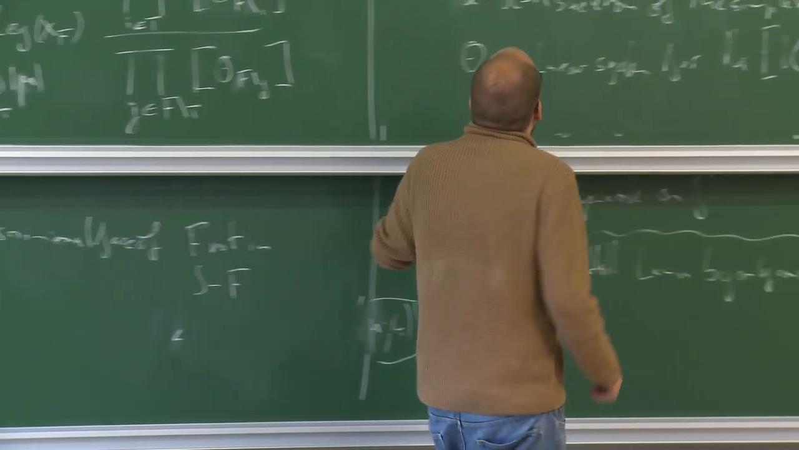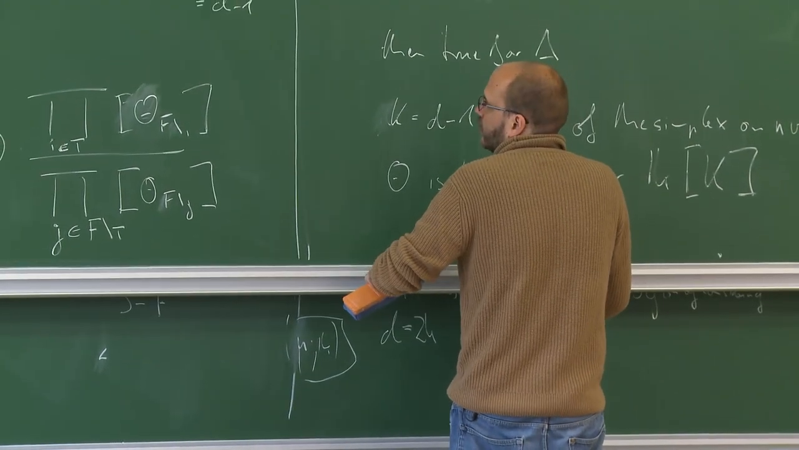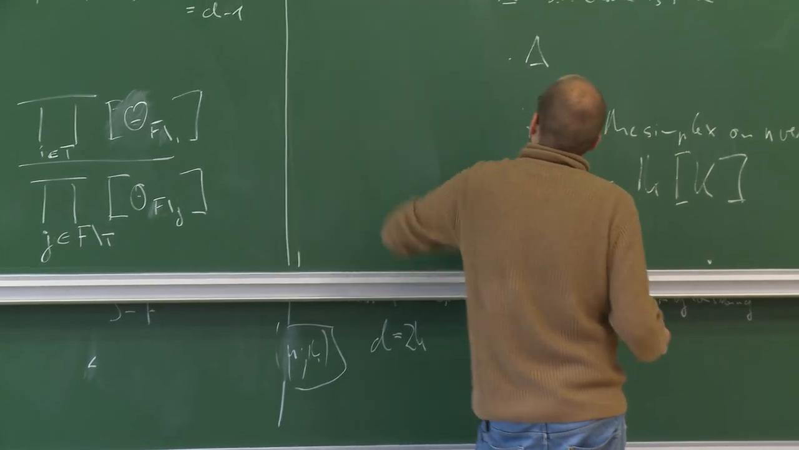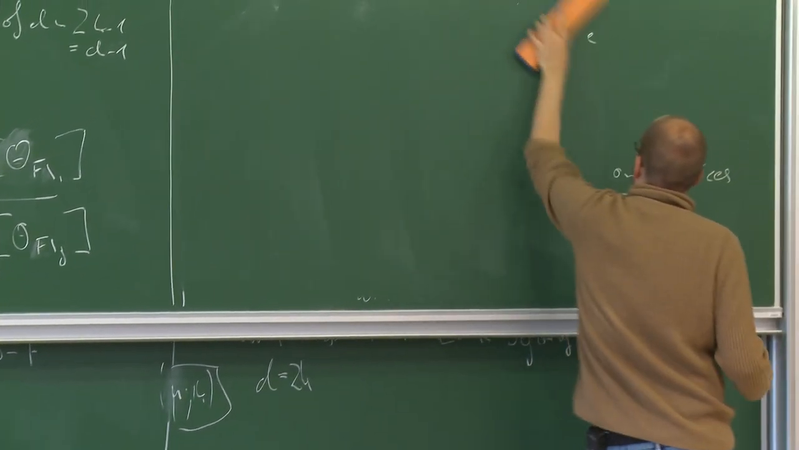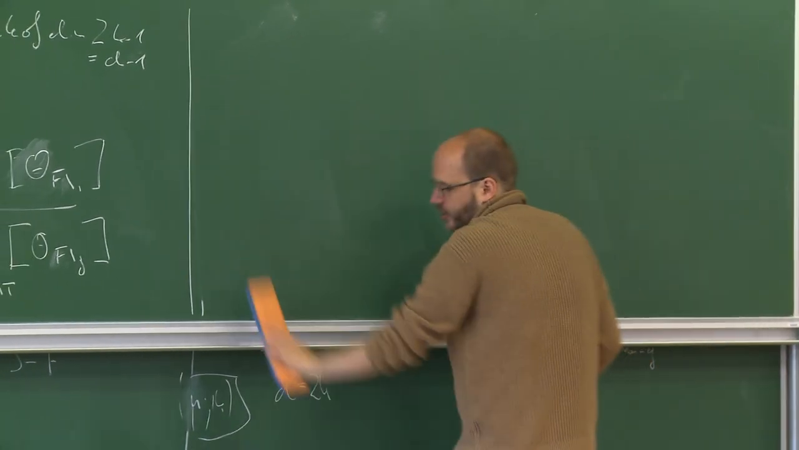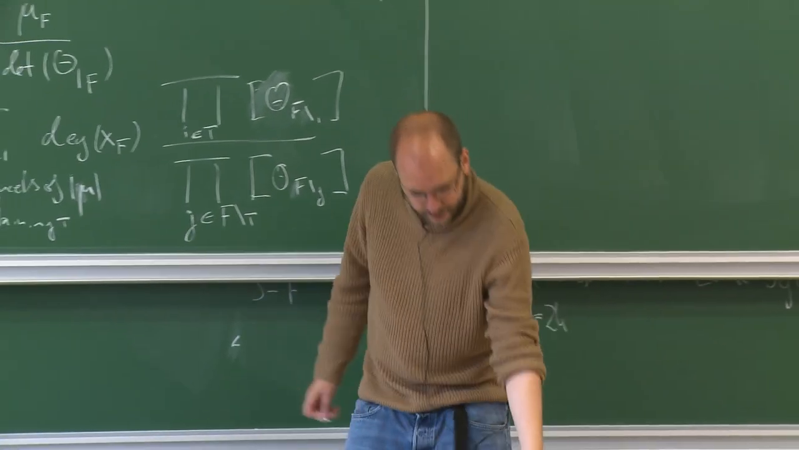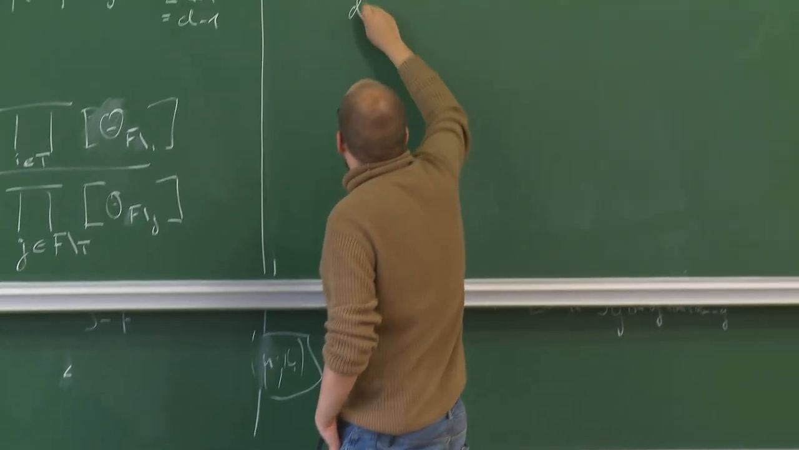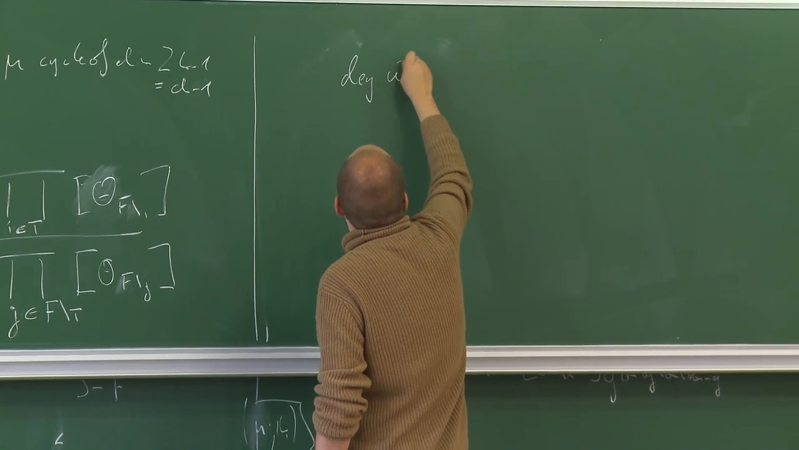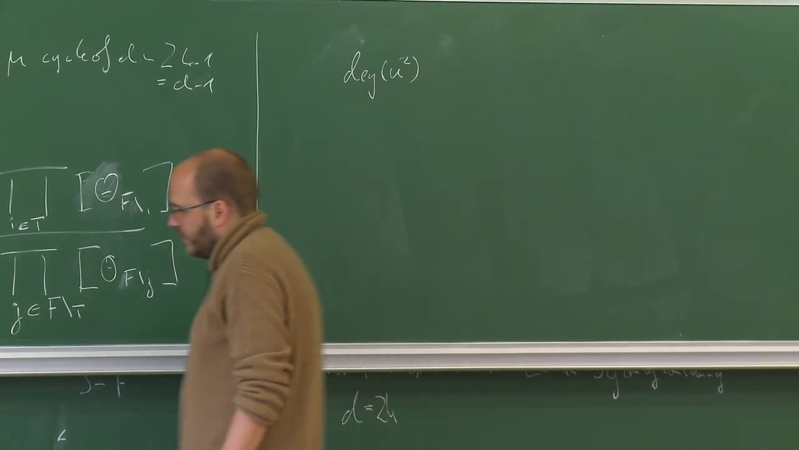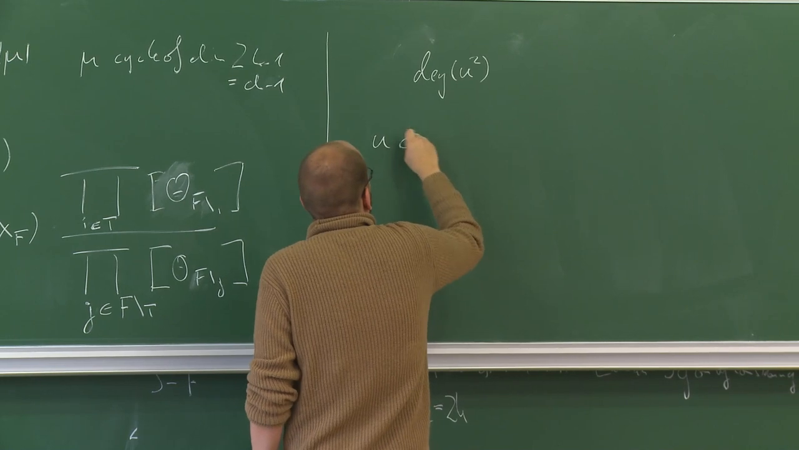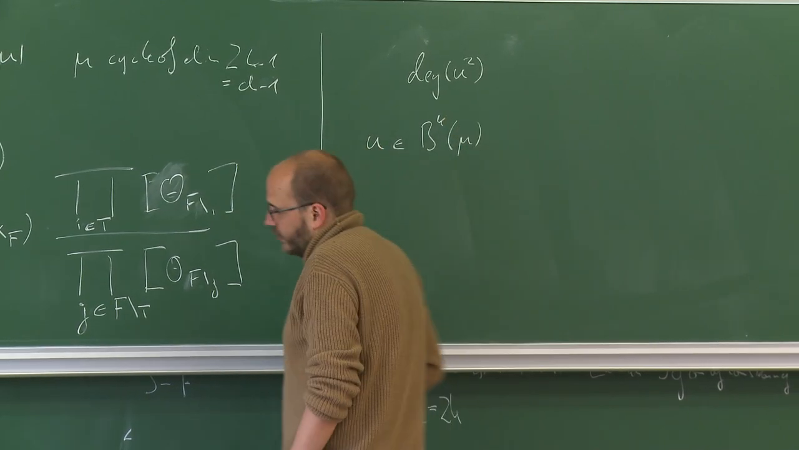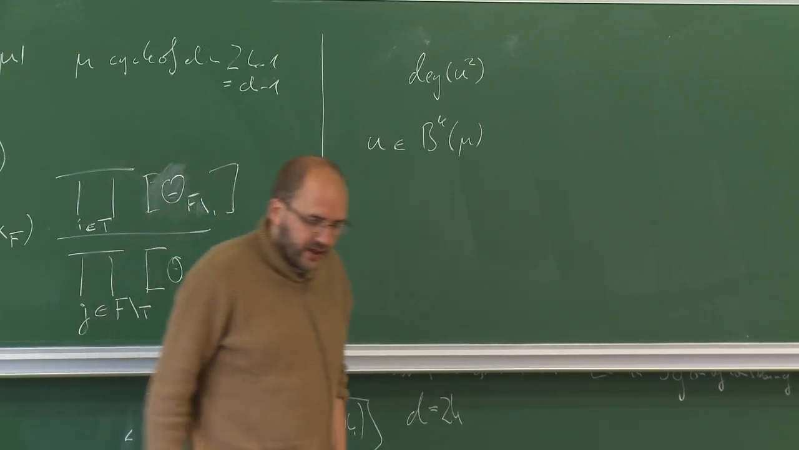And now, what I want to consider is the degree function of an element u squared, where u is in V_k of mu, and I want to evaluate this in a nice way.